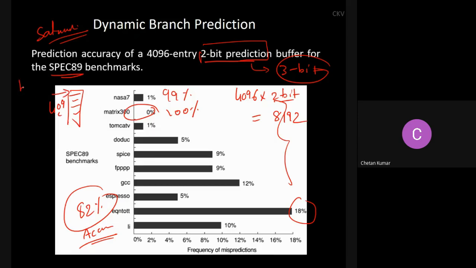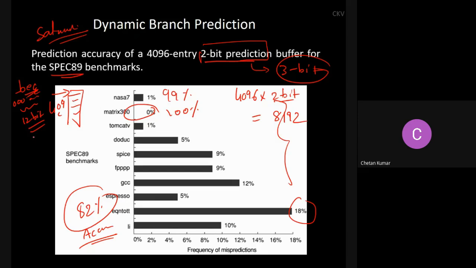Again, it's the same thing. So there will be some branch instruction. It will have some address. This instruction will be stored in some address. So the lower 12 bits of this address will be used to access this table. Each branch instruction will have some lower 12 bits.